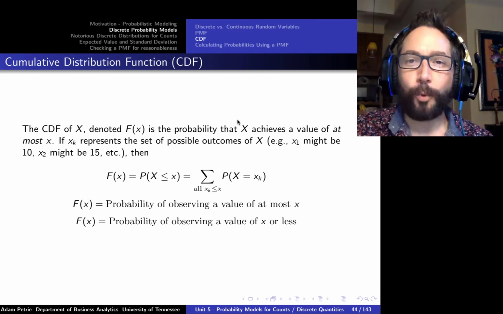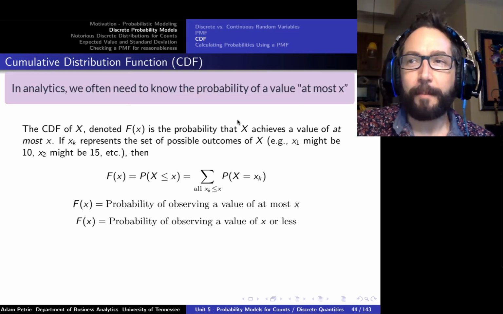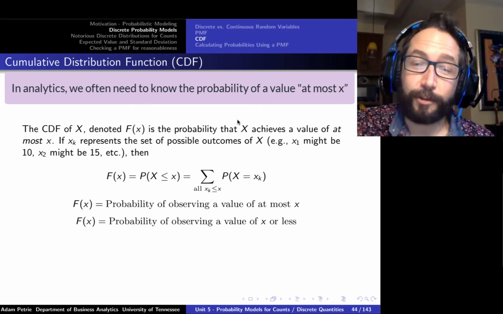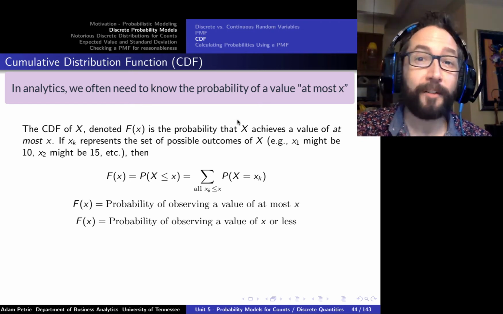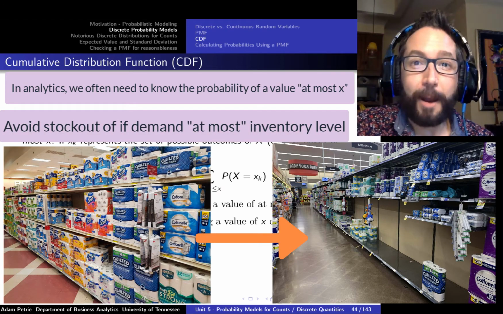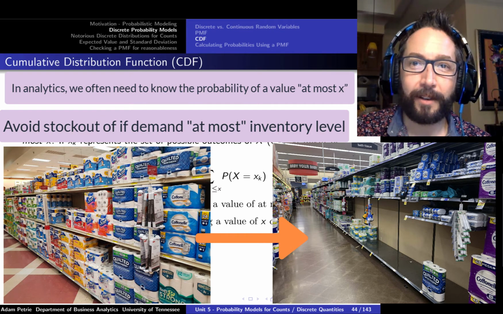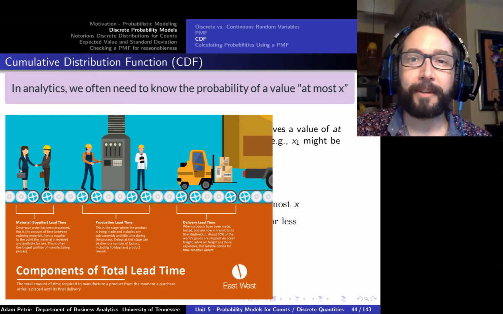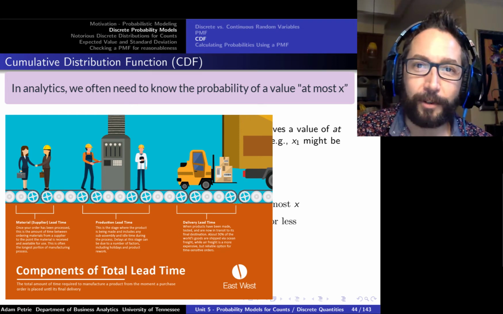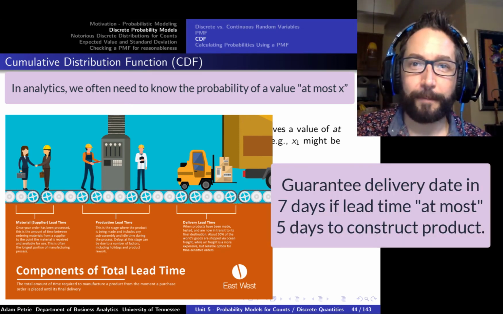All right, so the PMF is describing the probabilities of observing all possible outcomes to that random process. But sometimes we're interested in more specific questions like, what's the probability of observing a value of at most 4 or at most 10? If we're doing inventory control, those are the questions we want to know. What's the probability of observing a demand of at most 10 over the course of a week? If that's a pretty high probability, we want to make sure to have 10 or more items in stock so we don't have a stockout. If we're looking at lead times, what's the probability that the number of days it takes a part to be delivered is less than or equal to 5 days? If that's a pretty high probability, well, we could quote that lead time to a customer.